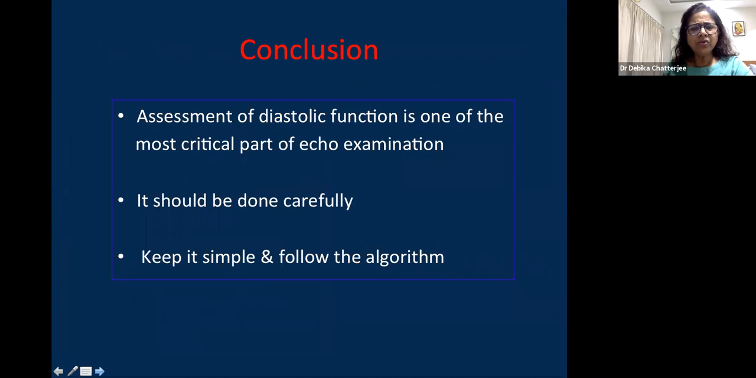So this, in short, is the protocol of doing the assessment of diastolic dysfunction. It's a very critical part of the echo examination, but it should be done very carefully, following the algorithm and keeping it simple. Thank you.